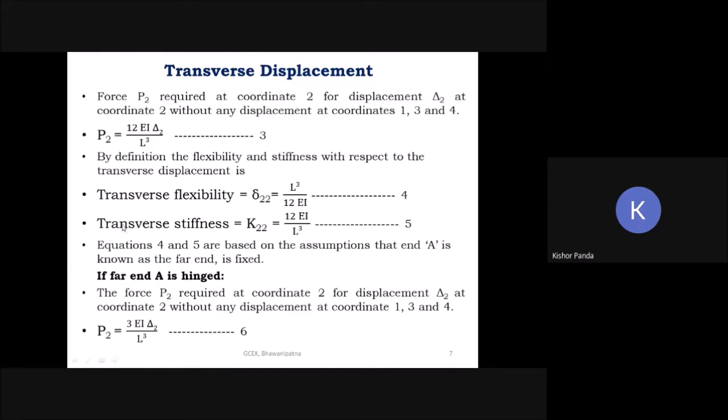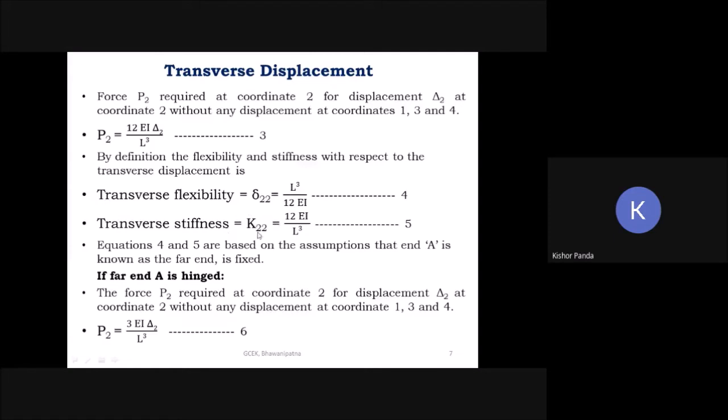Similarly, you can find out the transverse stiffness. What is the definition of stiffness? This is the force required for unit displacement. So when we put the displacement delta 2 equal to 1, P2 is equal to K22. So K22 is equal to 12 EI by L cubed. So this is the transverse stiffness.